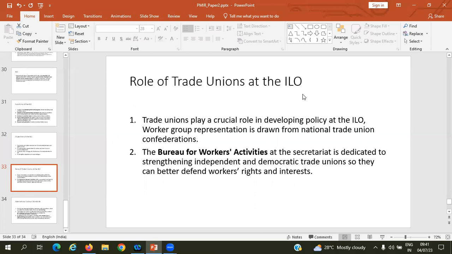Role of trade union at the ILO. So what does a trade union do? Trade union plays a crucial role in developing policies at the ILO. For example, I gave one example that everyone should work 8 hours. So how does it come to 8 hours?